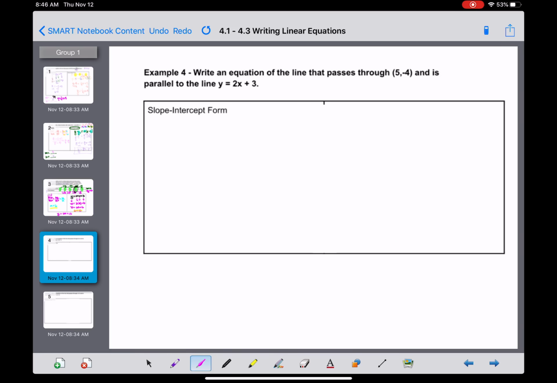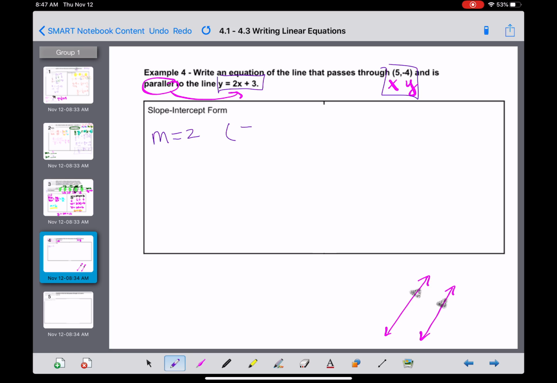Write an equation of the line passing through (5, -4), so that's my x and y value, and is parallel to y equals 2x plus 3. If two lines are parallel to each other, they never intersect. They never intersect because they have the same exact slope. So if I want to create a line that is parallel to 2x plus 3, I need to use the same slope as 2x plus 3. So I need to have a slope of 2.